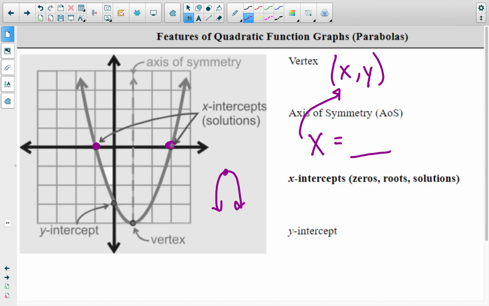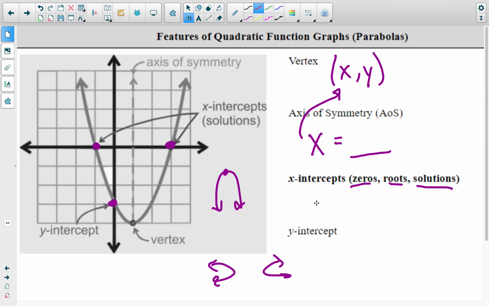So it's wherever the parabola crosses the x-axis. Those are also sometimes called zeros, roots, or solutions. And we're going to see going forward that wherever your parabola crosses your x-axis, those are your real solutions, all right? And your y-intercept, if your parabola has one, it's wherever it crosses the y-axis. If it's a parabola opening up or down, it's only going to have one y-intercept. If it's a parabola that opens to the right or to the left, then it could have the potential for having two y-intercepts.